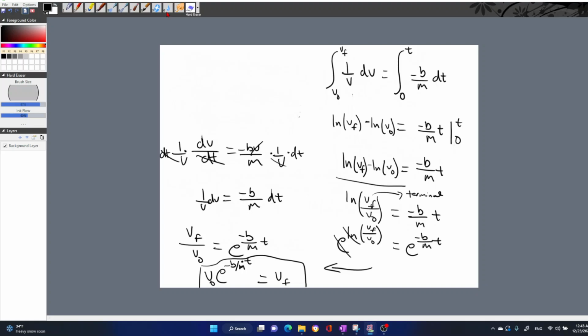So terminal velocity is just v naught e to the negative b over m t, which is equal to Vt, which is equal to Vf. There we go.